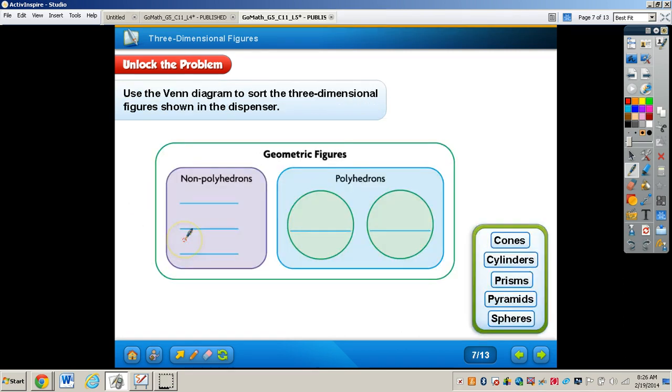Now, what I want you to do is use this diagram, and I want you to put all non-polyhedrons and all polyhedrons where they need to go. And when you press play, I'll have the answers for you. Okay, we can see the non-polyhedrons are cones, cylinders, and spheres, just from the previous page that we just went over, page 458. And the polyhedrons are pyramids and prisms.